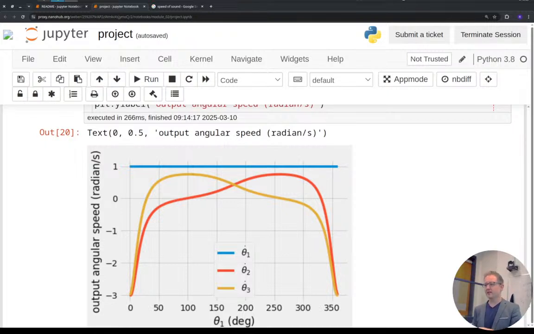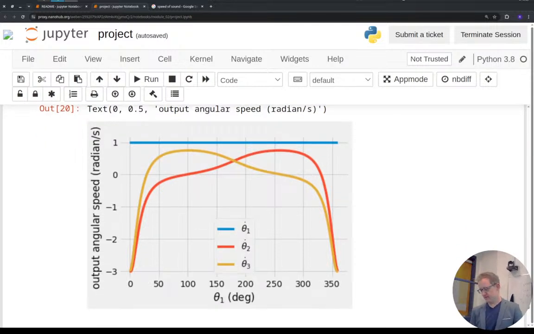Yeah, another question? How to read it quantitatively? Like it goes negative on both ends. Like negative 3 radians per second. Yeah. So I have to go negative on both ends of the spectrum.